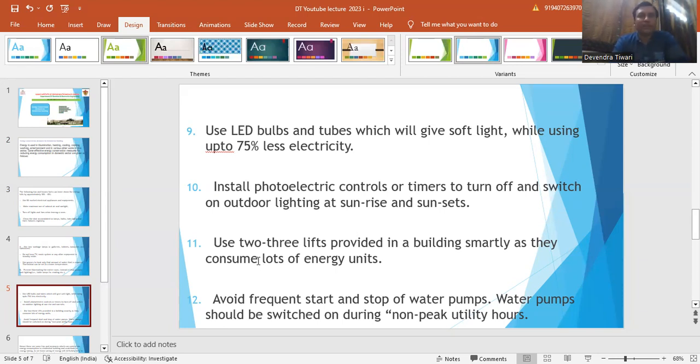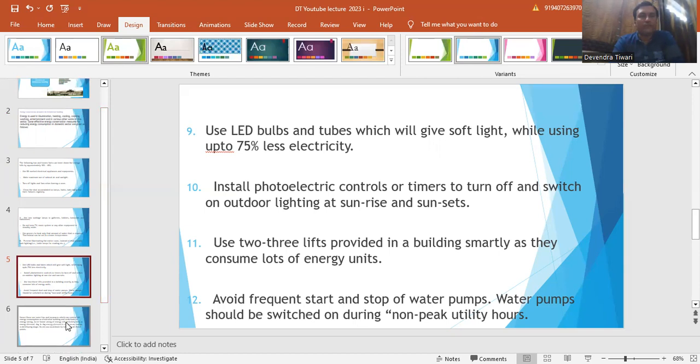Number next is use the 2-3 lifts provided in a building smartly as they consume lots of energy units. This is a very important factor as the lifts consume lots of energy, so we should use these lifts very intelligently and smartly. Number next is avoid frequent start and stop of water pumps because water pumps consume lots of energy, and these water pumps should be switched on during non-peak utility hours. So this is also a very important factor. Move to next slide.